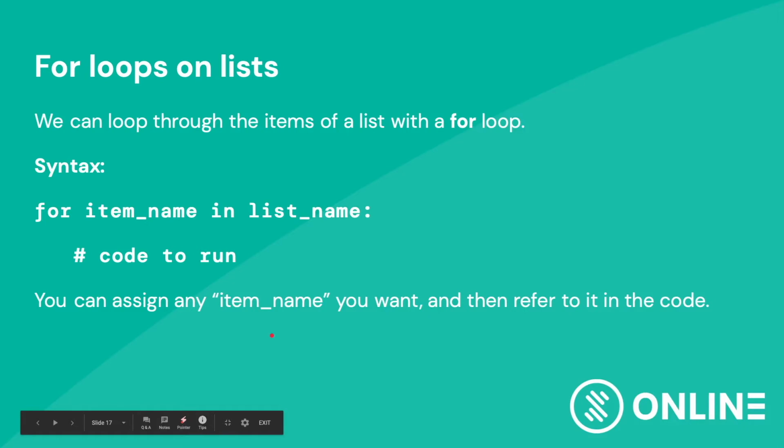What a for loop does is it allows us to loop through an item a set number of times. When we're working with our machine learning code, we're actually using a for loop in one instance. But we wanted to do it the number of times for a list. So we can do something called the for loop on a list. It'll allow us to write for item name in list name, code to run. And we can assign any one of these items that we want and refer to it in the code.